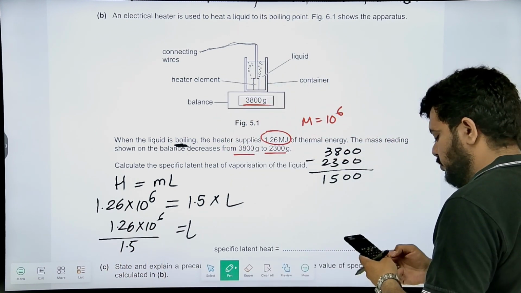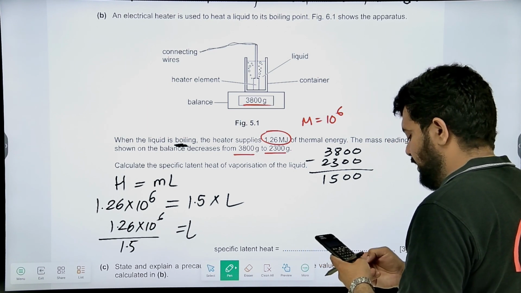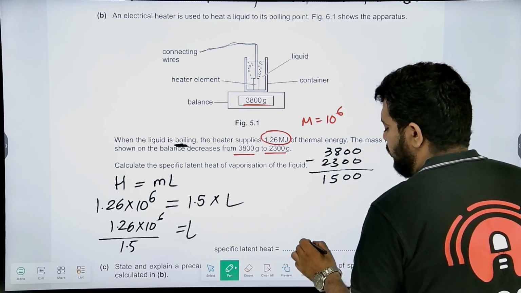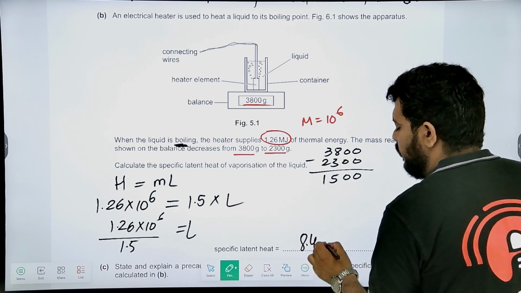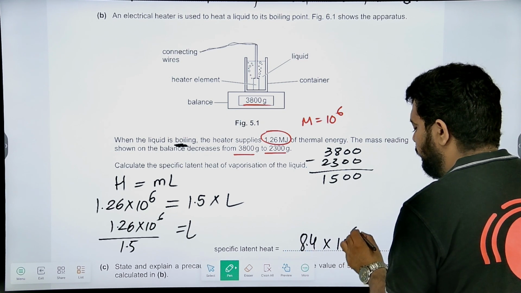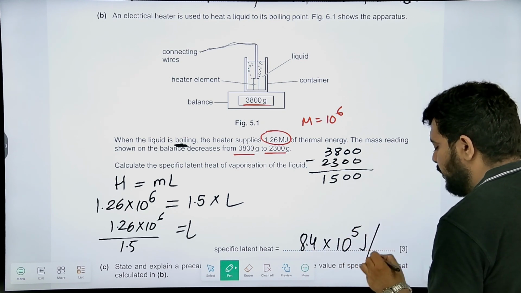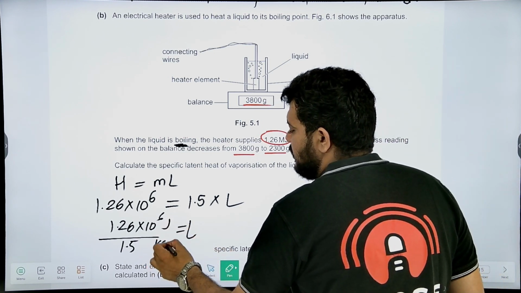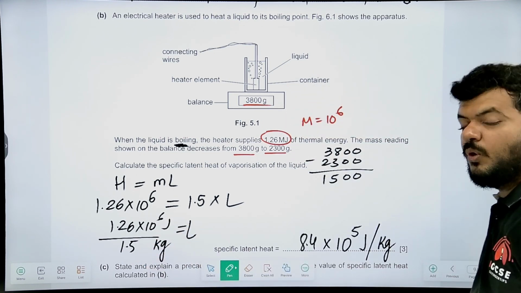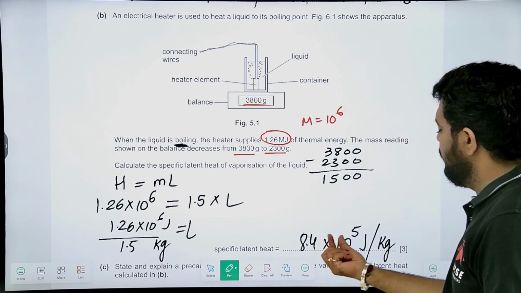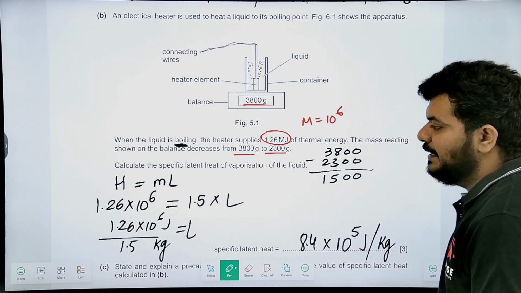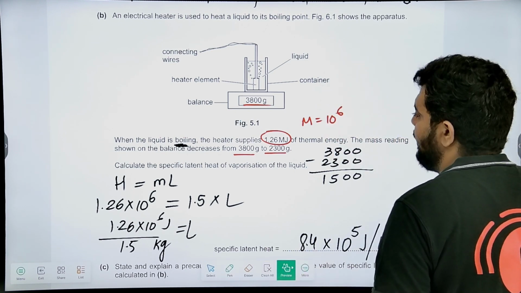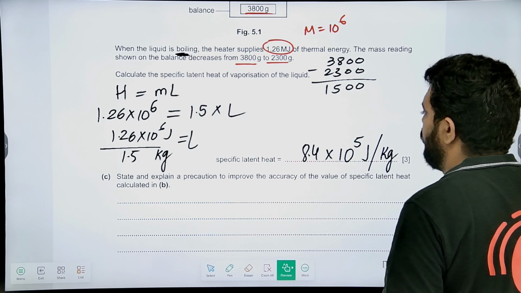Let's find out. So we have 1.26 divided by 1.5, simply I get 0.84. So can I write 8.4 into 10 to the power 5 joules per kg, right? This was in joules, this is in kg, correct? If you wanted to write it in megajoules, it is 0.84 megajoules per kg. That is also correct, but this is the best standard form. You can write your answer with correct round off.